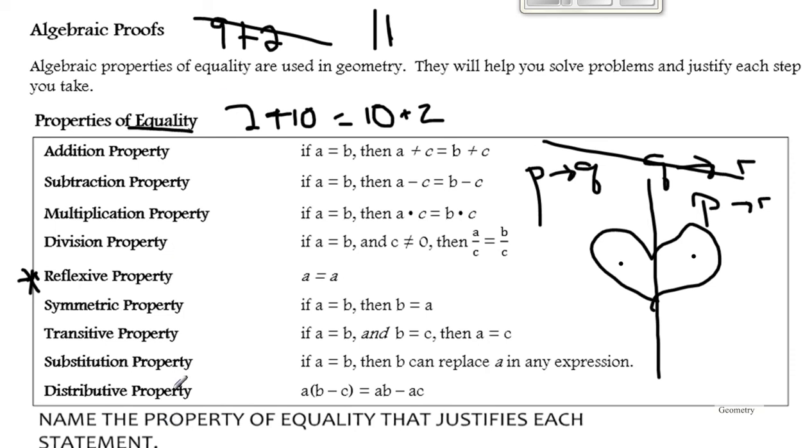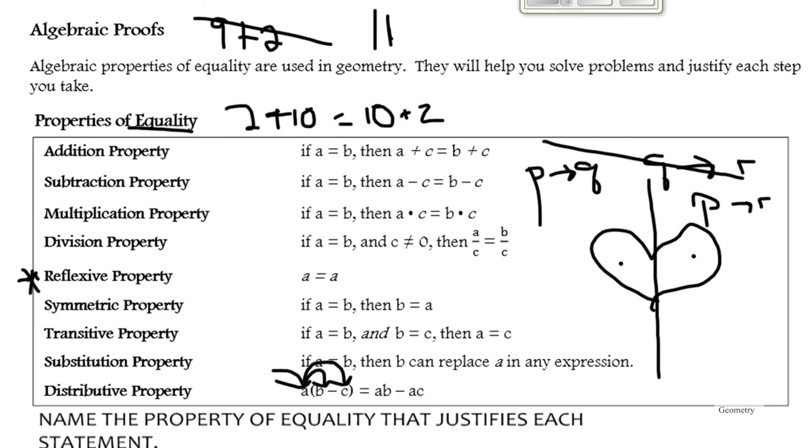And then finally, the distributive property. Remember, the distributive property is when you have a set of parentheses or you have an expression, and then outside that expression, you're multiplying a value. So you're going to distribute the A to the B and do A times B. And you're going to distribute the A to the negative C, and it becomes negative AC.